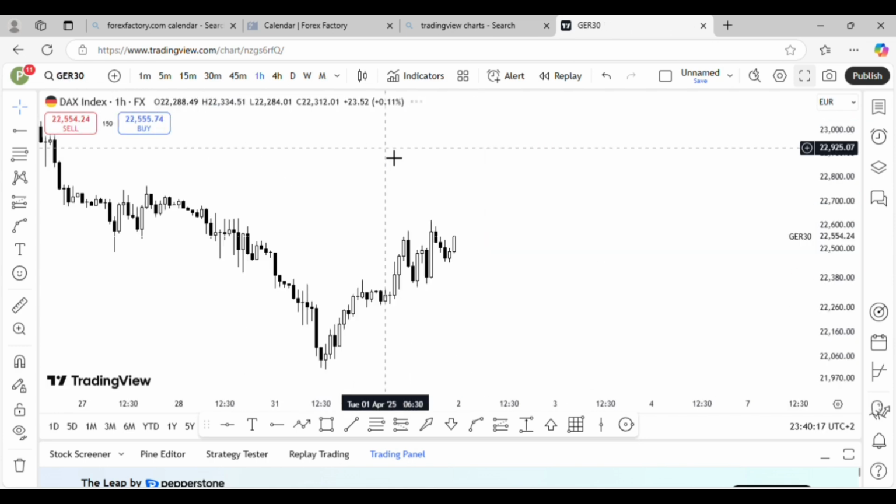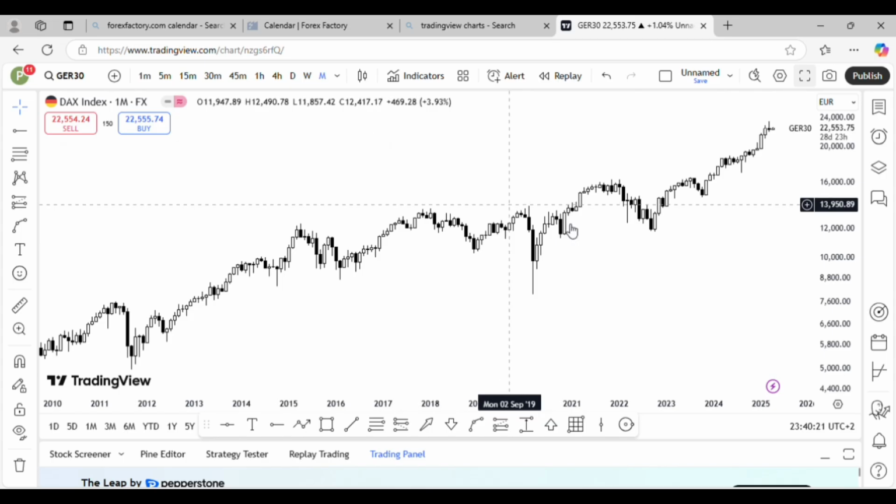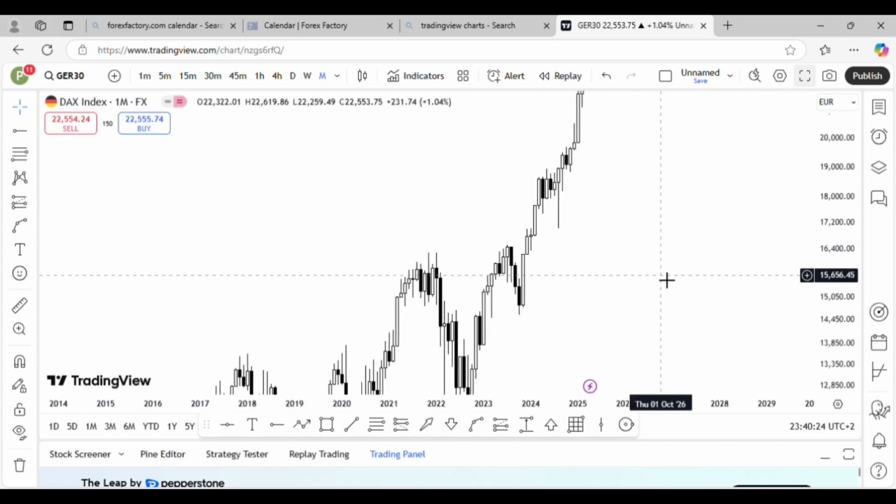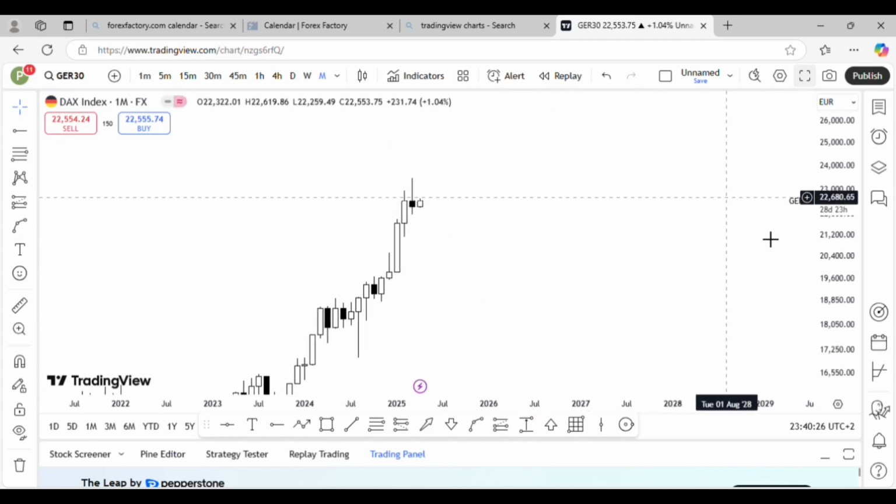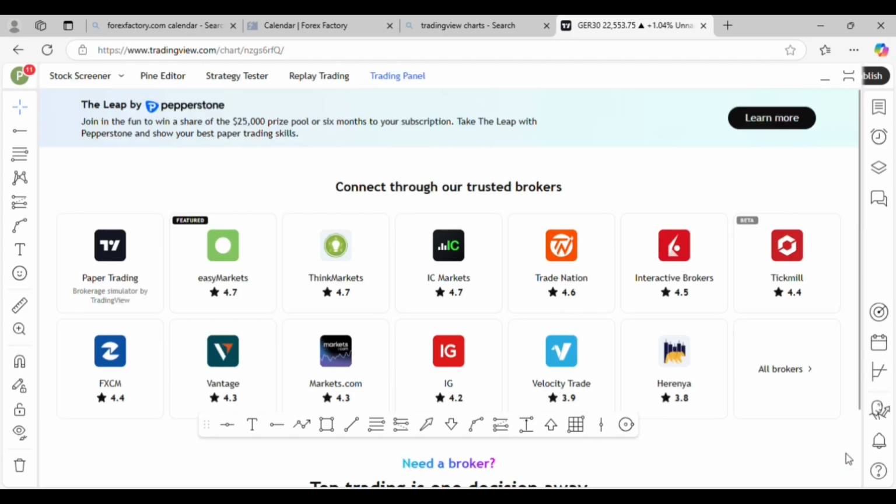So basically now we need to go to our GER30, still the same thing, our monthly time frame. Nothing changes, our monthly time frames. So let me just do this.